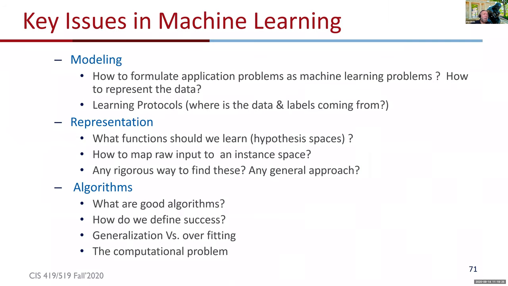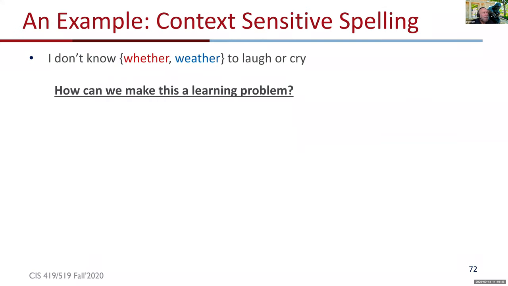Okay, so again, I'm bringing this up and reminding you that we are talking about these three issues: modeling, representations, and algorithms. And I wanna dive now into a specific example in the context of which we are going to develop an algorithm. So the example I'm going to use now is going to be that of context sensitive spelling. So you remember that in the first lecture, I showed you this nice poem that had a lot of spelling mistakes. Here is one sentence that is an example of this, an isolated example.